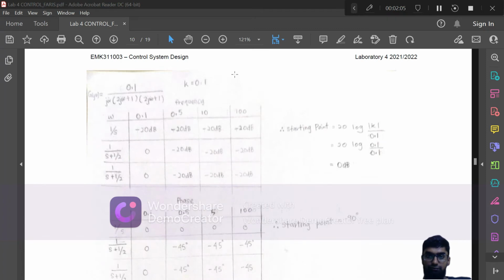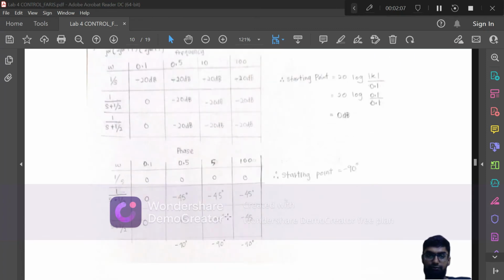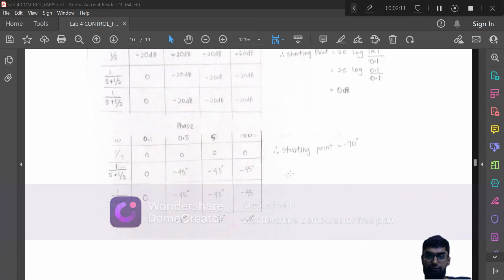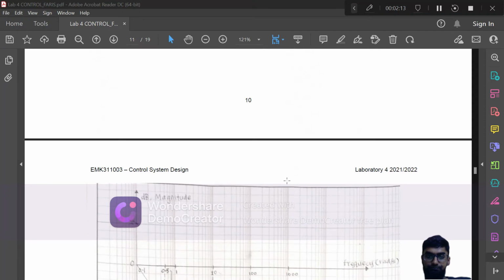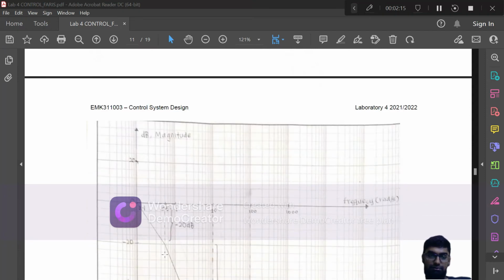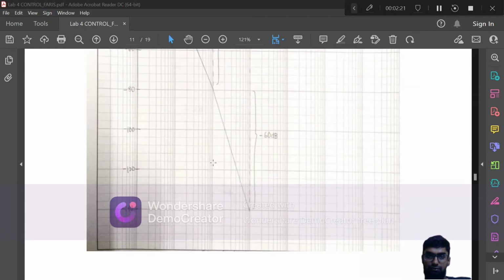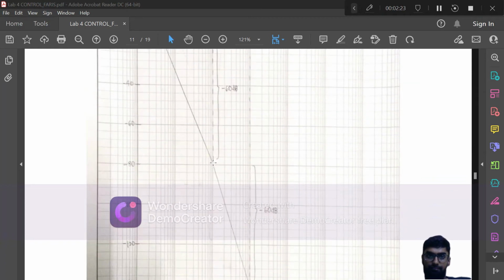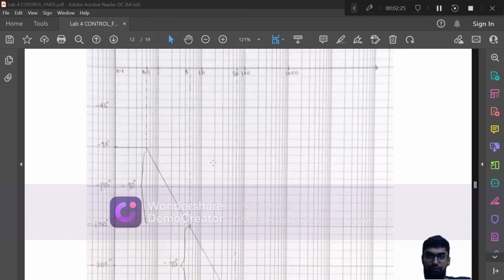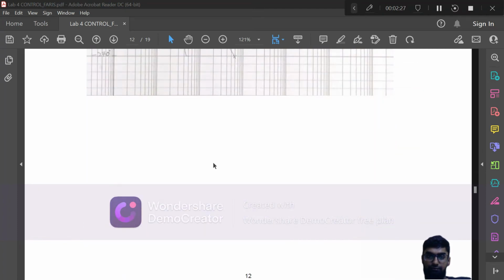Okay, for frequency we get 0 decibel starting point, and for phase we get starting point of negative 90 degree. And this is the graph I made, frequency versus magnitude. You can see the graph. Okay, and this is also a graph I made.